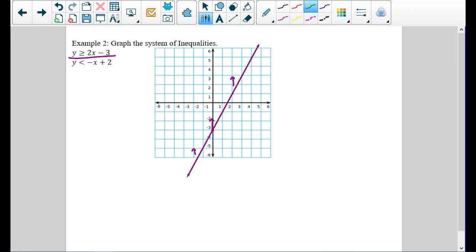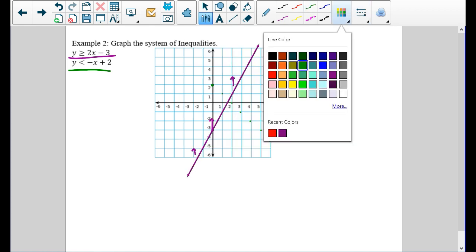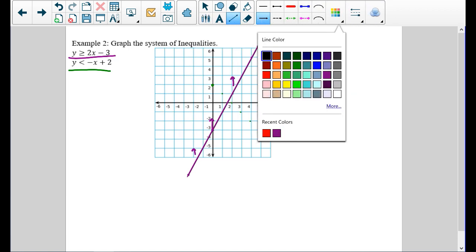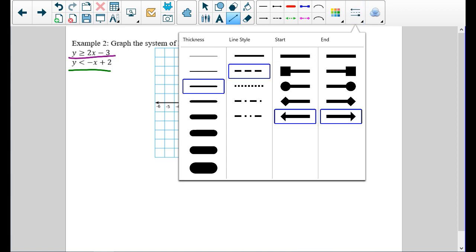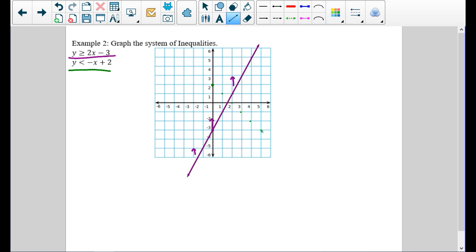Now let's take a look at the second equation. Y less than negative x plus 2. Y-intercept is at positive 2. Slope is negative 1, so down 1 over 1, down 1 over 1, down 1 over 1, and so on. It's just y is less than, so this is going to be a dotted line. So I get all my stuff situated here. Dotted line here is green.